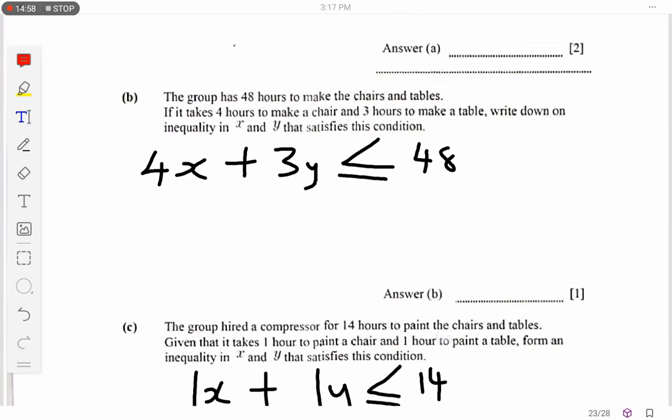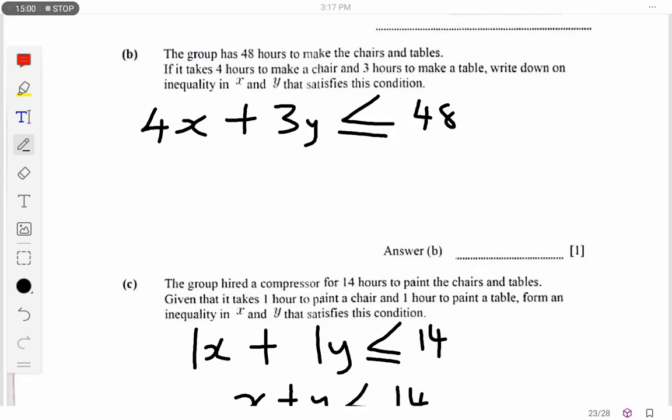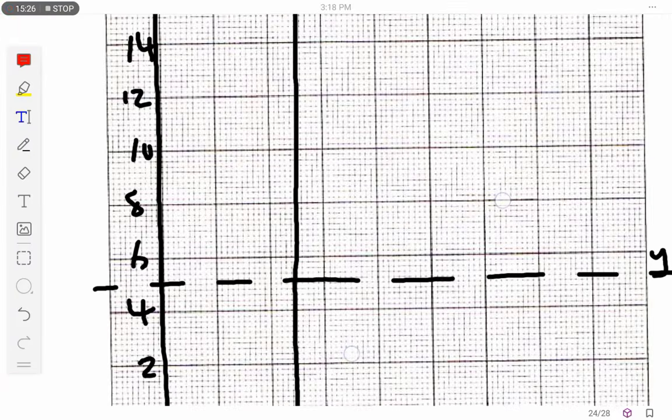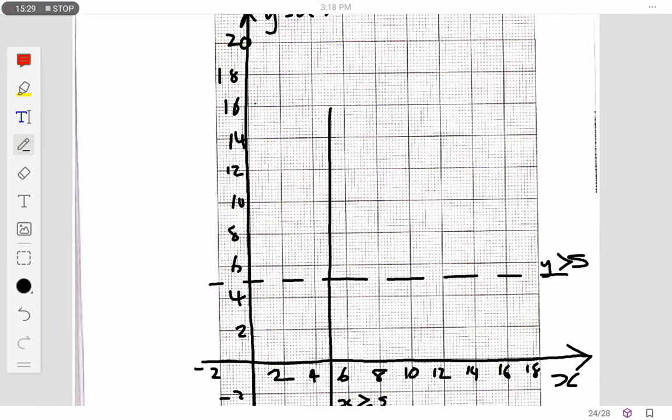The other one was 4x plus 3y less than or equal to 48. For this one, I can do the x and y values there. When x is 0, what is my value for y? And when y is 0, like that. So when x is 0, y is 48 divided by 3, I get 16 here. When y is 0, my x is 12 here. Okay, so I have those 2 points. Let's go and draw those 2 points there. Let me just extend this straight like that.